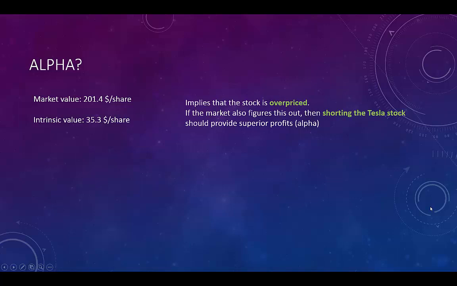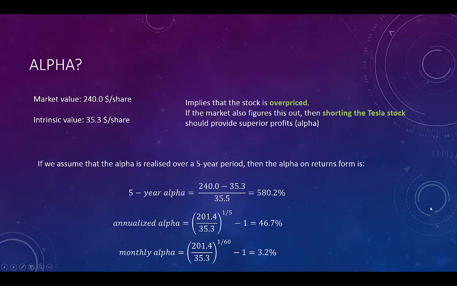But what is the size of the alpha? In order to calculate the alpha as a return, we need to make an assumption. Often, it is assumed that the price difference between the intrinsic value and the market value is realized over, for example, a 5-year period. In that case, the 5-year alpha would be 580%. That is the return we would get from selling the stock at the current market price of $240 and then buying back the share when the market pushes the price down to $35.3 per share. On an annual basis, the alpha would be 46.7%.